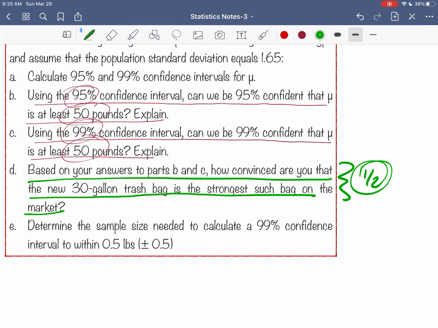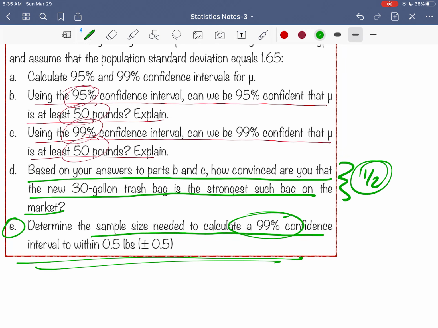So this leads us to part E. You want to be more precise. You would like to be a little bit more accurate. And so you're asked to calculate the sample size needed to calculate the 99% confidence interval to within 0.5 pounds. What sample size do you need in order to be that confident?